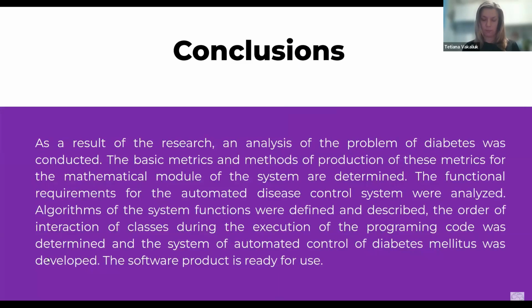As a result of the research, an analysis of the problem of diabetes was conducted. The basic metrics and methods of production of these metrics for the mathematical module of the system were determined. The functional requirements for the automated disease control system were analyzed. Algorithms of the system functions were defined and described. The order of interaction of classes during the execution of the programming code was determined, and the system of automated control of diabetes mellitus was developed. The software product is ready for use.